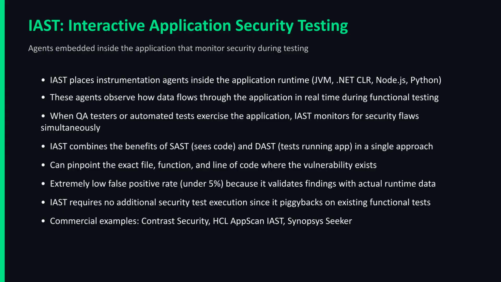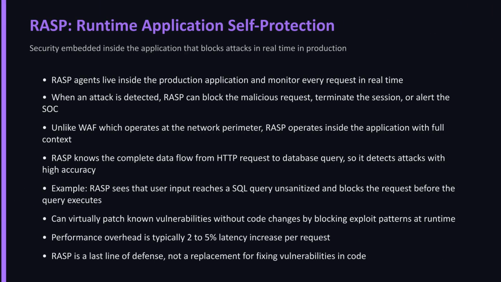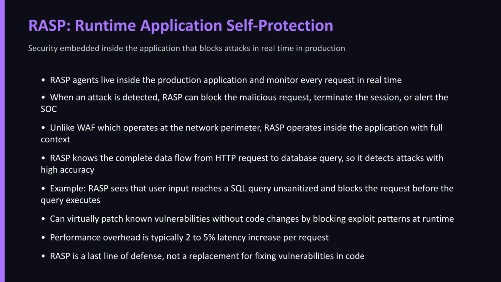Moving on to IAST, or Interactive Application Security Testing. This approach uses instrumentation agents embedded directly within the application runtime to monitor data flows and security, combining the best aspects of SAST and DAST in one. RASP takes security a step further by operating inside the production application. It monitors requests in real time, allowing it to block attacks, terminate malicious sessions, and provide immediate protection as a last line of defense.